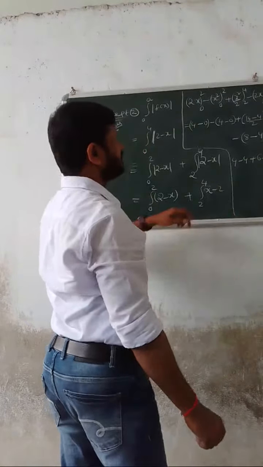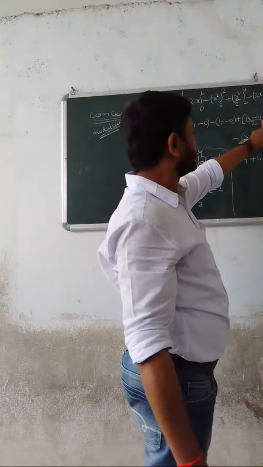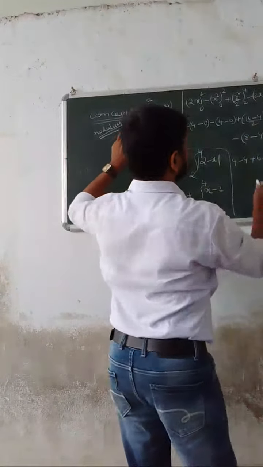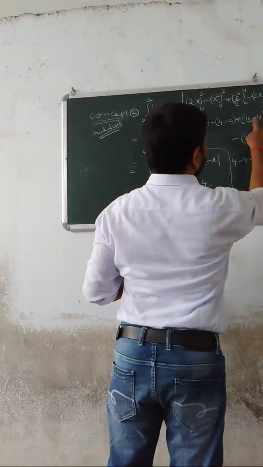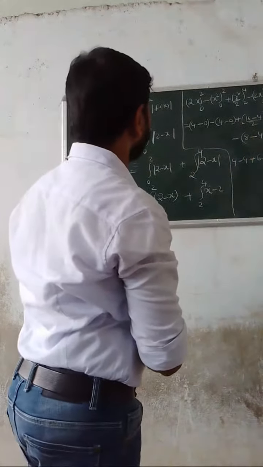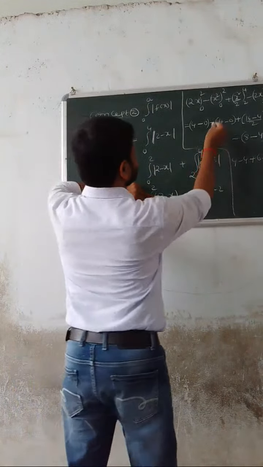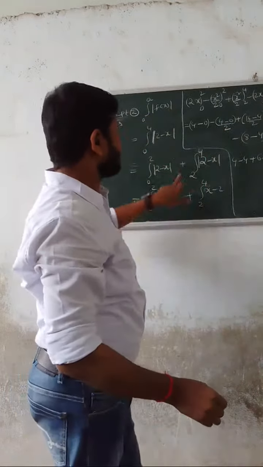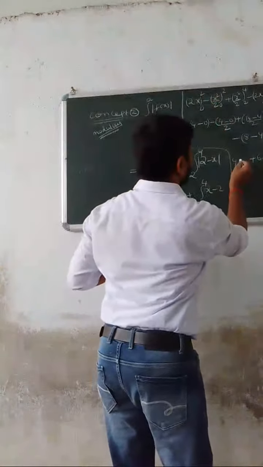Now, finally we got 2 into 4, 8. 2 into 2, 4. 16 minus 4, that is 12. 12 by 2, 6. And here also, 2 into 4, 8. 2 into 2, 4. 8 minus 4, 8 minus 4. And here also you see this, this is 2x, and this is x square by 2. x square by 2, right? See this? 2x, x square by 2. That is 4 by 2, what is it?